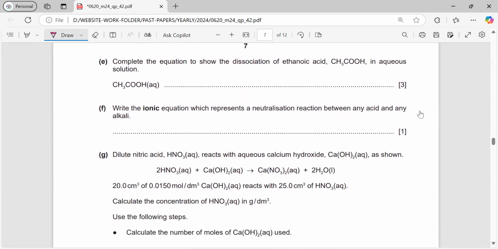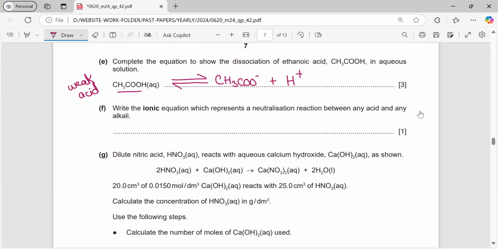Complete the equation to show the dissociation of ethanoic acid. Now, ethanoic acid is a weak acid, and when weak acids dissociate, their dissociation is always reversible. So we use the sign of reversible reaction. When they dissociate, H+ will come out, so the rest will be CH3COO-, and then we have the H+ ion, which gets separated out.